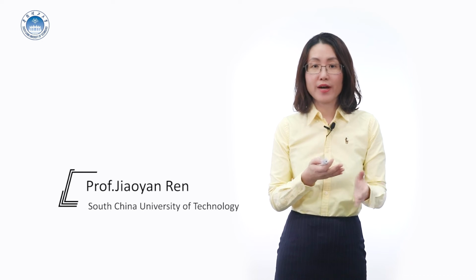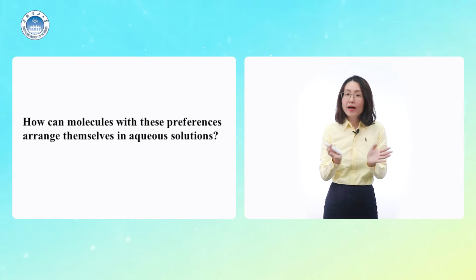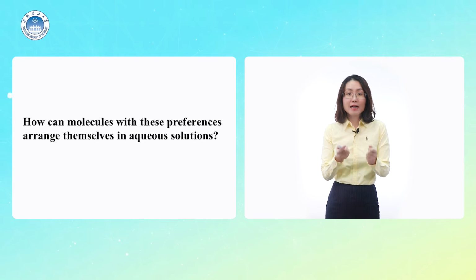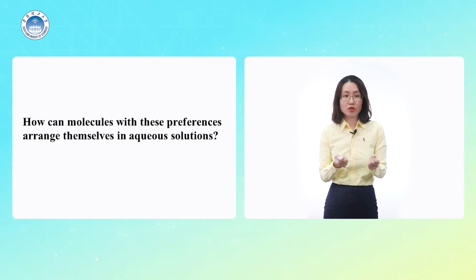Hi everyone, we are going to continue learning about lipids. Membrane formation is a consequence of the amphipathic nature of the molecules. Their polar head groups favor contact with water, whereas their hydrocarbon tails interact with one another in preference to water. So how can molecules with these preferences arrange themselves in aqueous solutions?